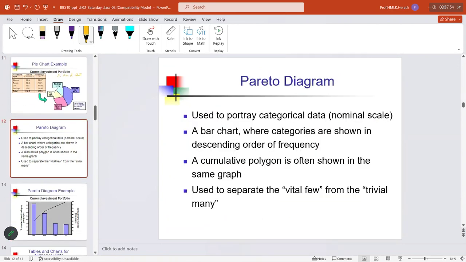The second thing is the Pareto diagram. The Pareto diagram is a combination of a column chart of frequencies and a cumulative polygon of frequencies. So we combine the frequencies and cumulative frequencies together. This is used to portray categorical data. We will draw a bar chart where the categories are shown in ascending order.